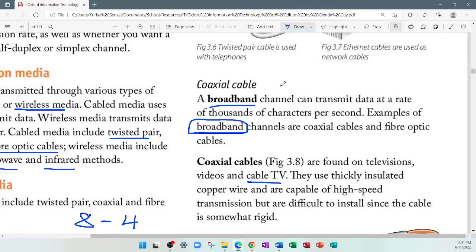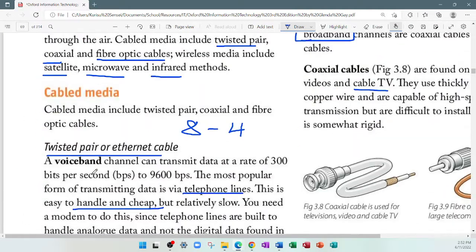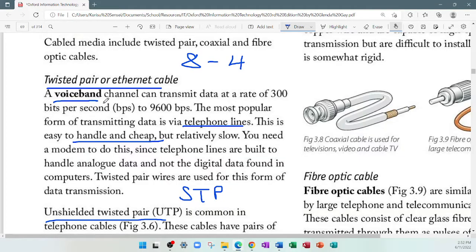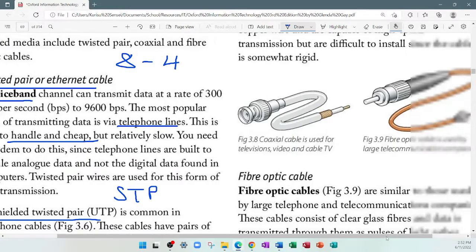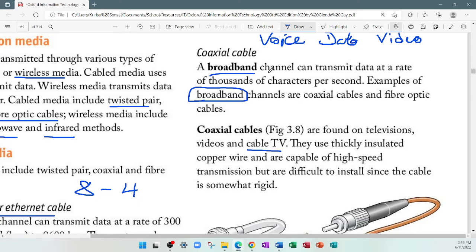So, what kind of data do we normally send across a cable? We would send voice data. We would send normal data such as text and so on. We would send video data. So different forms of data. If you notice a channel being called a voice band, that basically means that voice data is going to be transmitted across this line. Now, a broadband channel allows you to send more types of data, more types of signals across that cable.